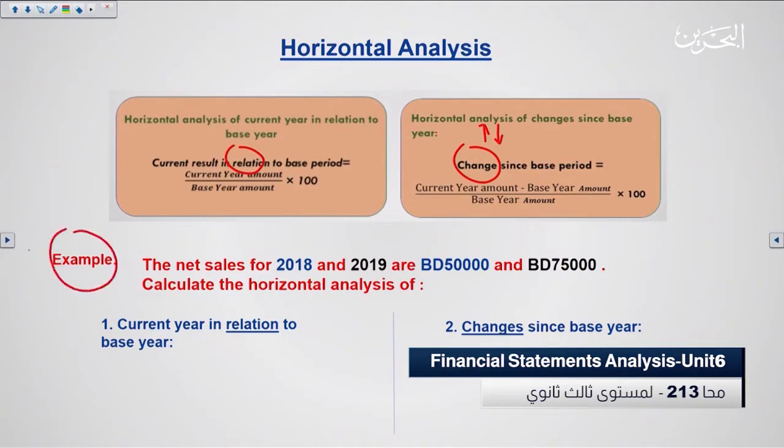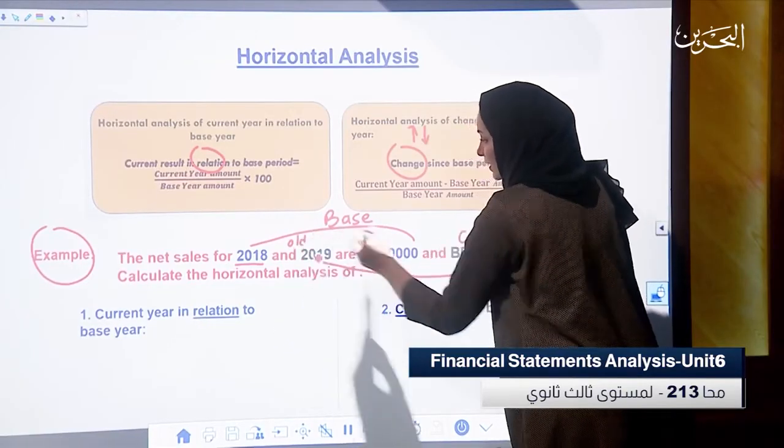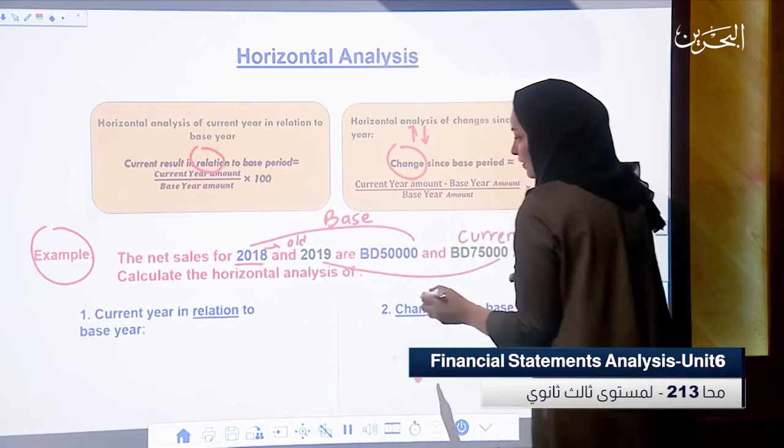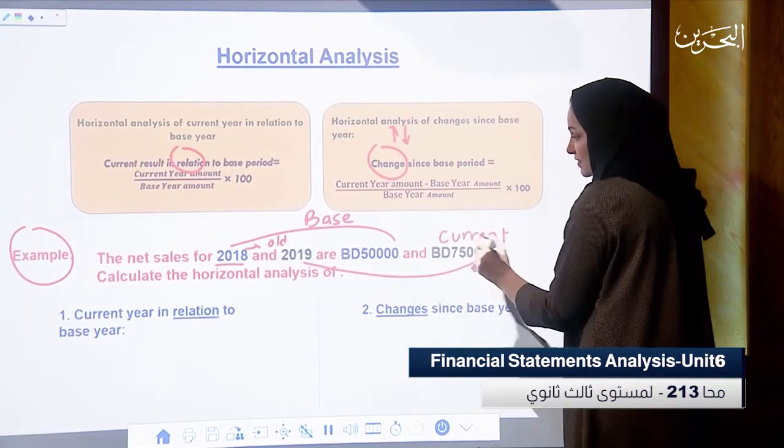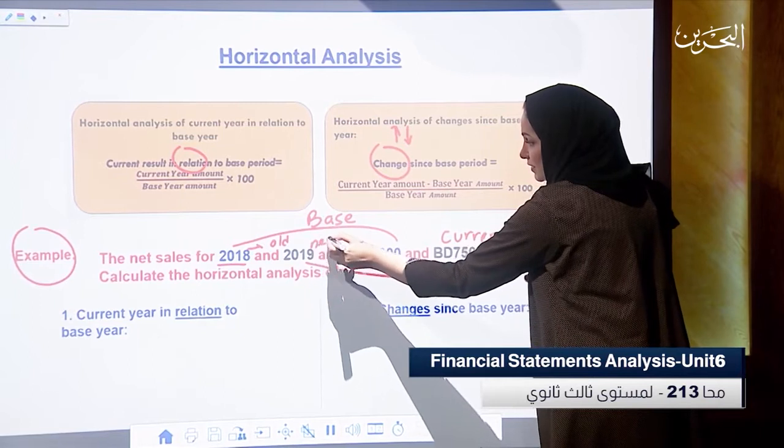Okay, let's start, or just a quick reminder for the previous lesson. The net sales for 2018 and 2019 are 50,000 and 75,000. So 2018 is the base amount. Okay, 2019 is the current amount. The base amount, because 2018 is the old year. Okay, old year. 2019 is the current year. It is the new year.